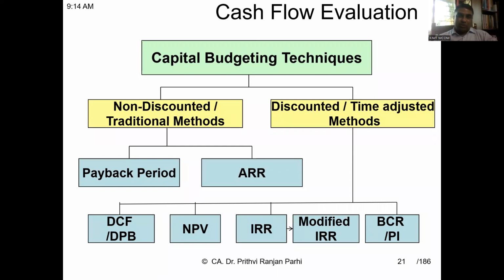If you look at your screen, you can see this chart shows there are various techniques of capital budgeting, or various techniques of taking investment decisions, long-term investment decisions we're talking about. First, you see broadly two categories: non-discounted methods, which can also be referred to as traditional methods. Next, you see discounted methods or time-adjusted methods. When I say discounted method, what does it mean?